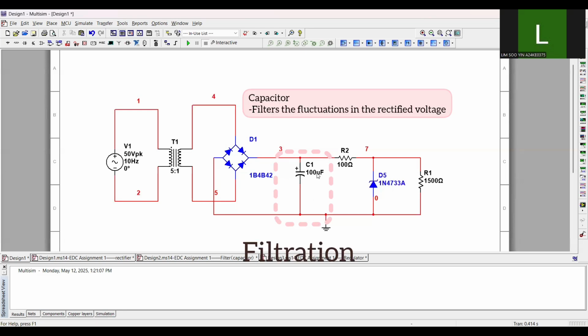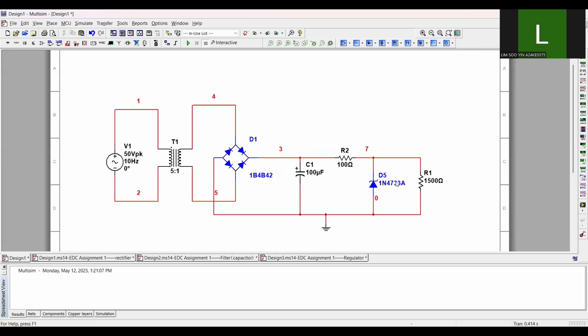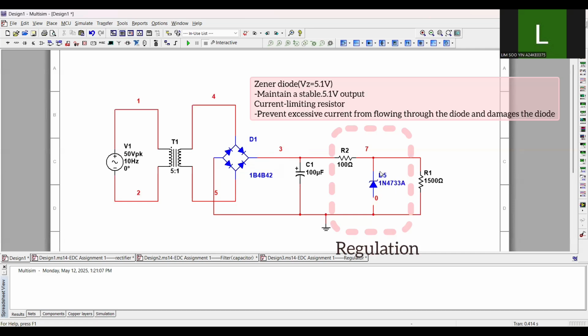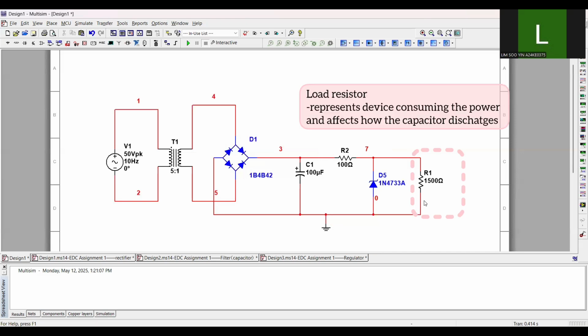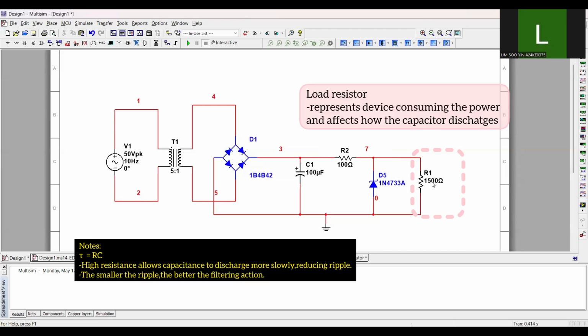The capacitor then filters out the fluctuations in the rectified voltage, producing a relatively smooth DC output. The Zener diode with its Zener voltage of 5.1 volt helps maintain a stable output voltage. A series resistor limits current to protect the Zener diode from excessive current. The load resistor represents the device consuming the power. It also affects how the capacitor discharges.